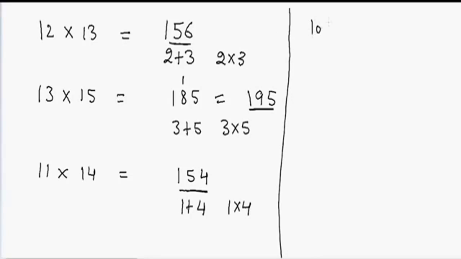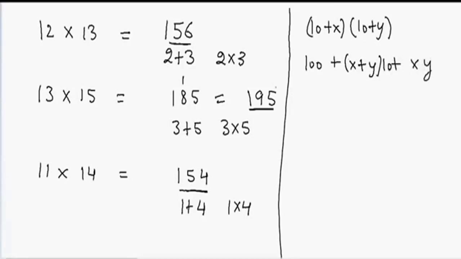So how this trick works, let's take a look into it. If we have 10 plus x and then 10 plus y, so we are taking 10 as a base, and these numbers are close to 10. So in that case, if we solve this, it will be equal to 100 plus 10x plus 10y plus xy, which is 100 plus 10 times x plus y, plus xy.